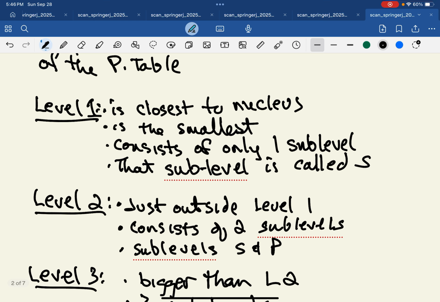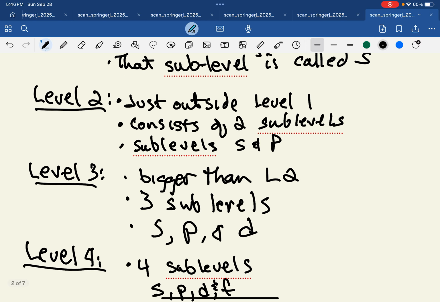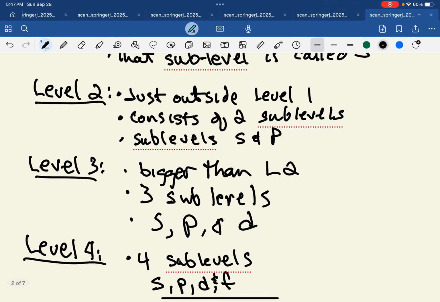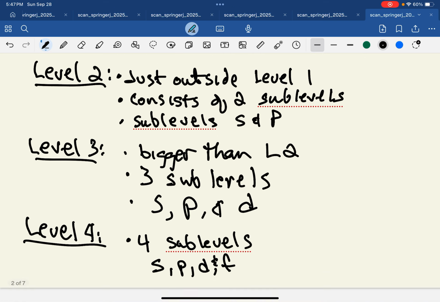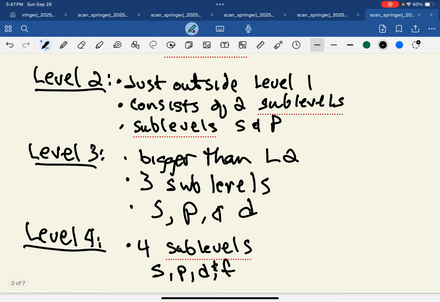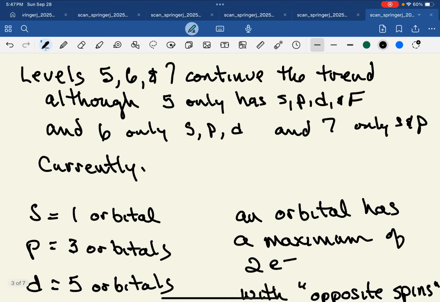It's the smallest. It's only got one sublevel, and that's called S. Level 2, just like instead of level 1, it's got two sublevels, S and P. Level 3, as you might imagine, has three sublevels. They're S, P, and D. Level 4 has four sublevels, S, P, D, and F. So far, so good. Levels 5, 6, and 7 continue the trend, although 5 only goes through F, 6 only goes to D, and 7 only goes to P.